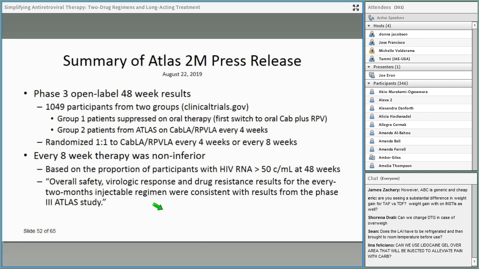Okay. So every 4 weeks, that sounds like a lot. What about every 8 weeks? So Atlas 2M was a study of every 8 weeks. We don't actually have any data yet.